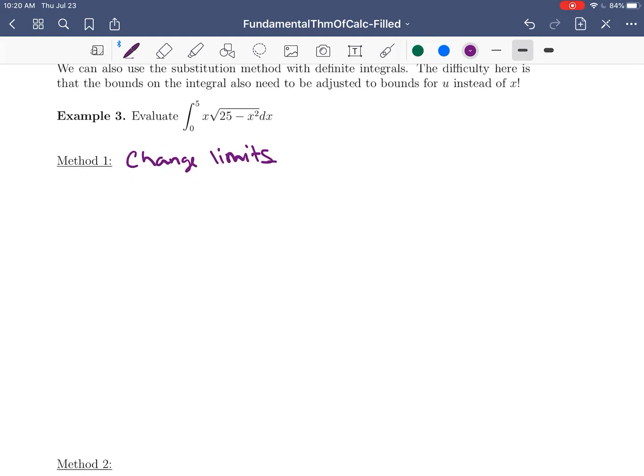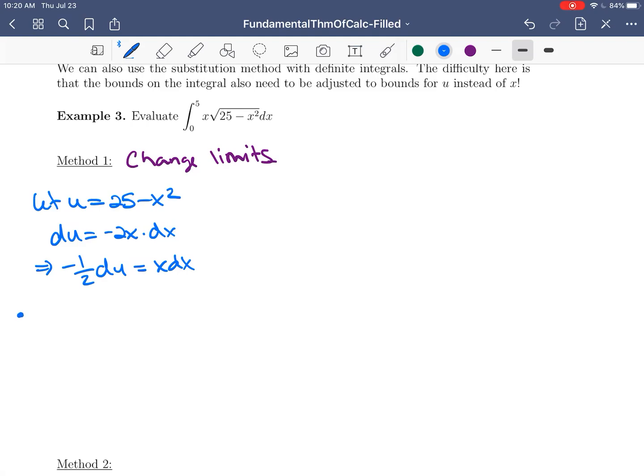So we're going to use our substitution. Let u equal 25 minus x squared. Then du is the derivative of this, negative 2x times dx. Now I don't have negative 2x, I only have x dx, so I'm going to move the negative 2 to the other side. Okay, so x dx is negative 1/2 du.